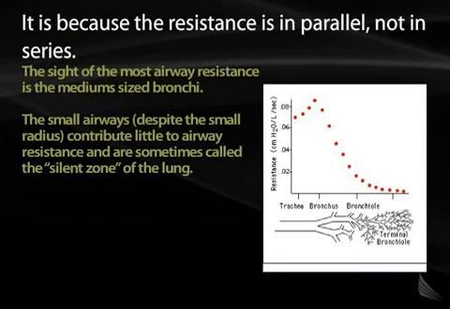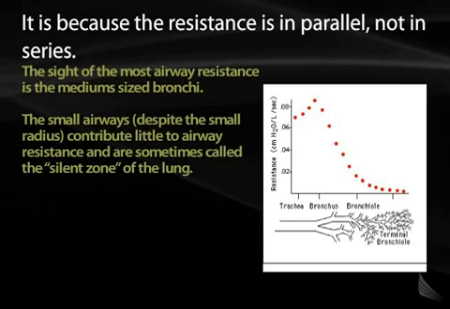The reason for that is because the resistance is a property of the airways in parallel, not in series. So in other words, it's the resistance defined by the radius of the total cross-sectional area that the air is flowing through. As we go down distally in the lungs, the total cross-sectional area is increasing, so the resistance is going down as we go distally in the lung.